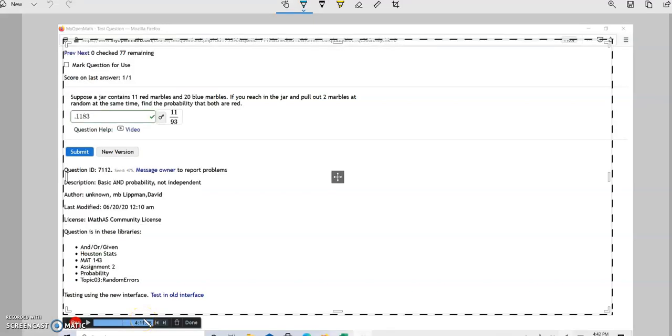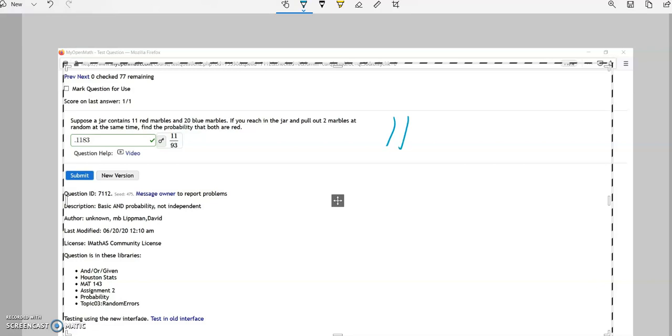If they want it as a fraction, you do what I told you, but this one will take a decimal too. You don't need to reduce it if you're doing a decimal. You don't need to reduce anything if you're doing a decimal. You could, but it won't matter. You may as well just run it out. 11 times 10 divided by 31 divided by 30 equals 0.1183.